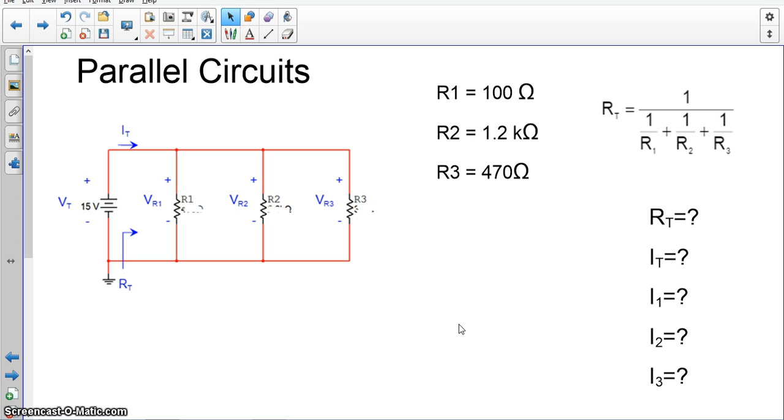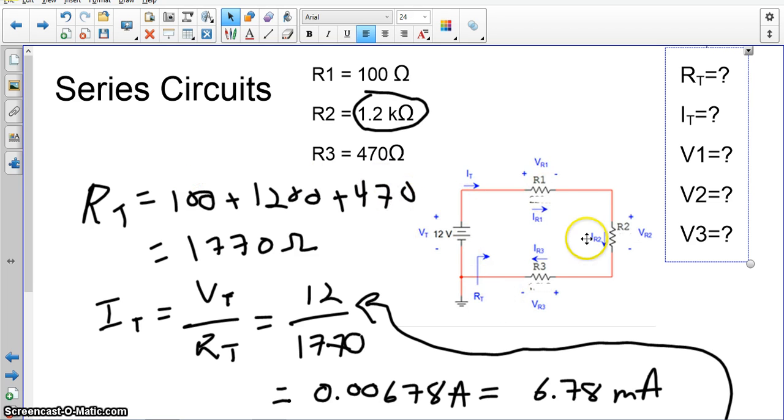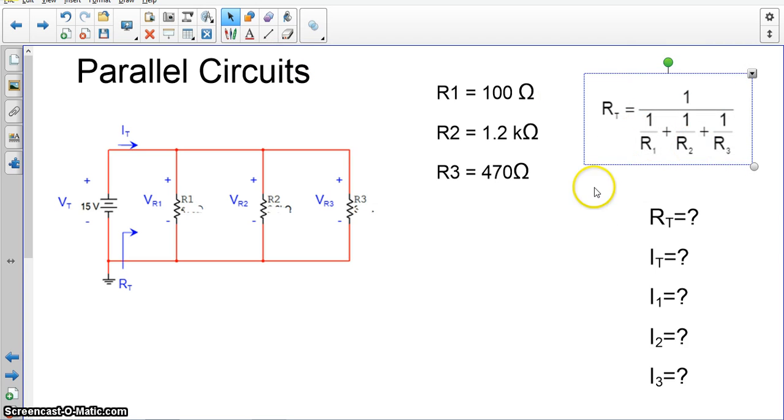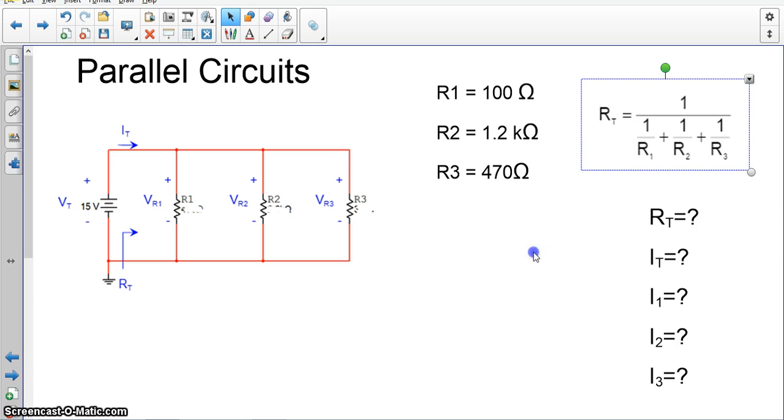All right, so here's an example of a parallel circuit with 1, 2, 3 different possible paths. So remember the difference between parallel and series is series there's only one path. That's it. That's all you got to work with. Parallel you have multiple paths, 1, 2, 3 in this case. Okay? And so here's the big old ridiculous formula right here that you need to find RT.